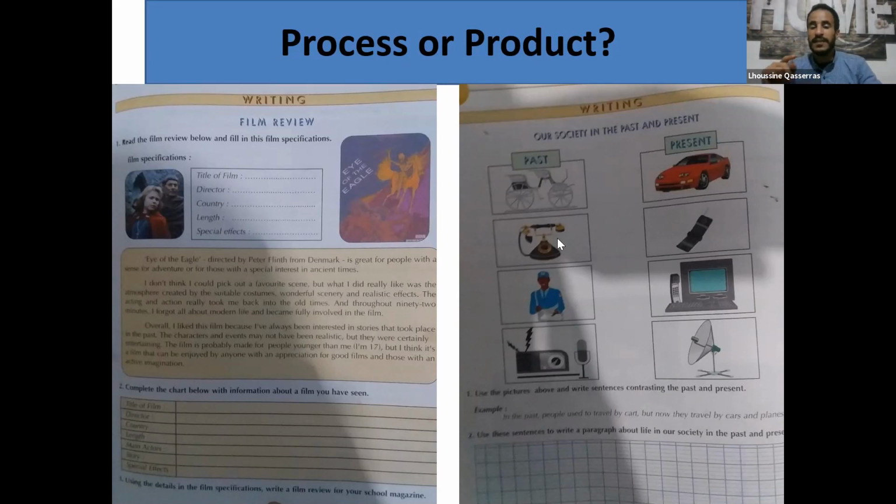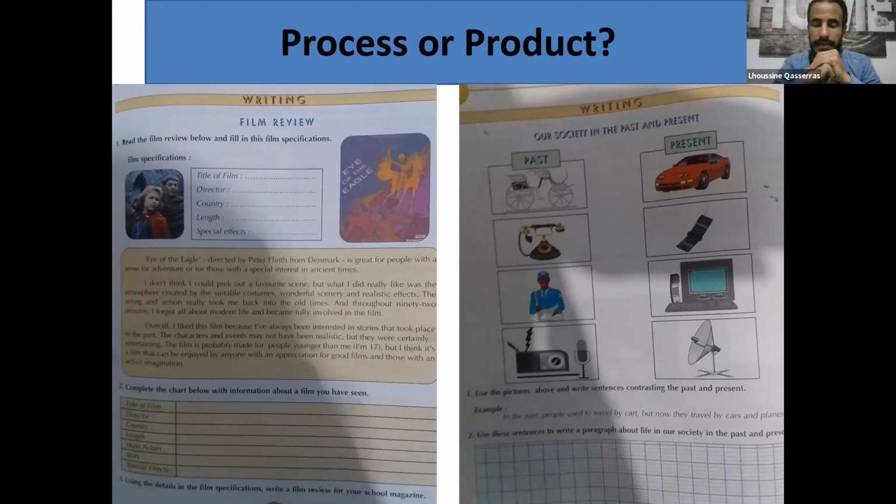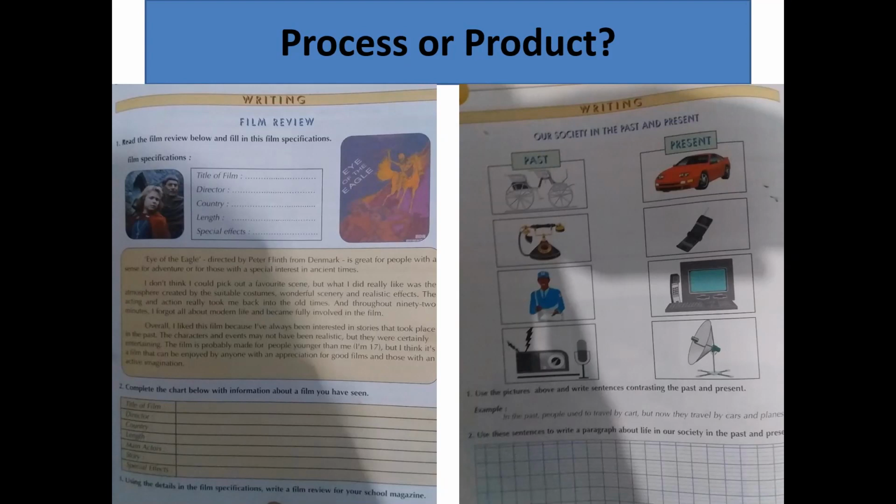Now, another question. The writing that we wrote together about my day and about why do Moroccan students immigrate to Europe? Is it process or product? What do you think? Product. Product. You agree? Is it product or process? I think it's a process. Thank you, Halima. It is a process because I didn't give them a paragraph to write about. There was no paragraph. There was no essay.